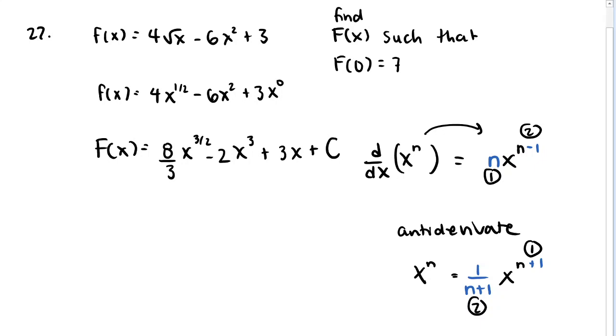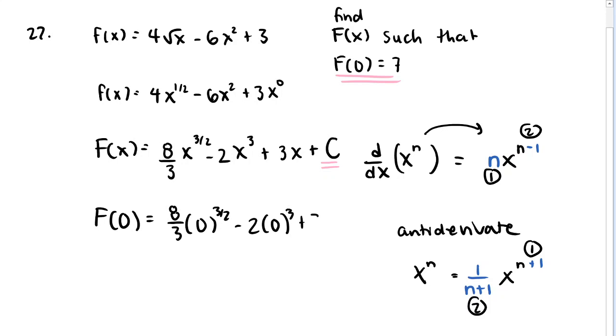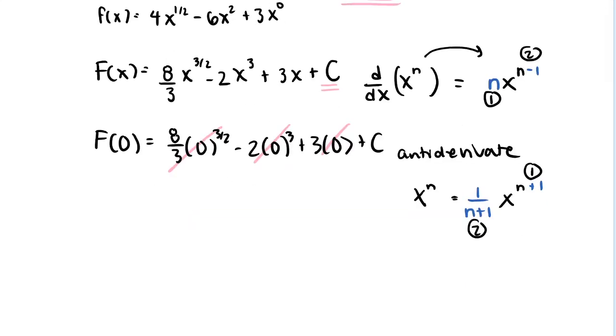And so now we just need to figure out what the right value of c is so that when we plug in 0 into this function, we get 7 out. And so here, if I take F of 0, we're going to have 8/3 times 0 to the 3/2 minus 2 times 0 cubed plus 3 times 0 plus c. And all of these terms would cancel out to tell us that c, the only possible value of c here, so that we get 7 out at the end of the day, is equal to 7.